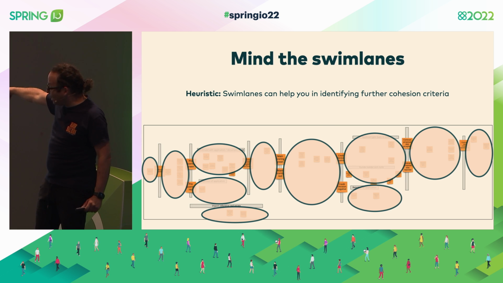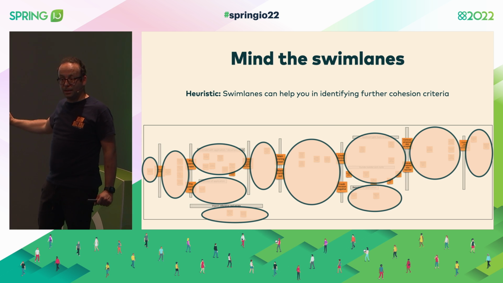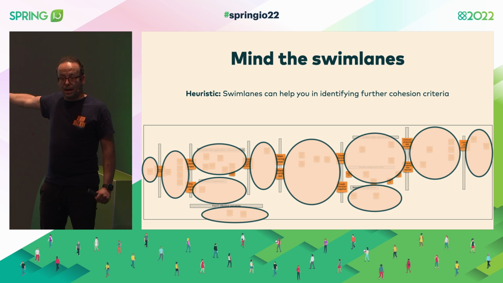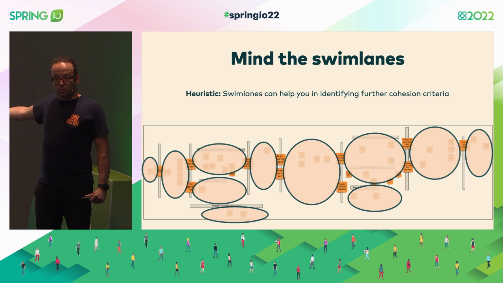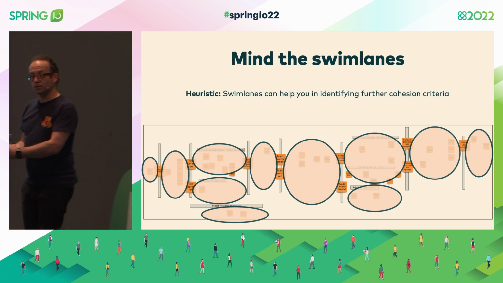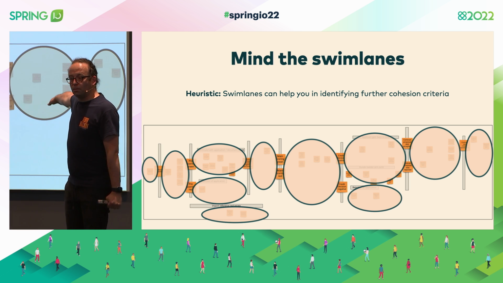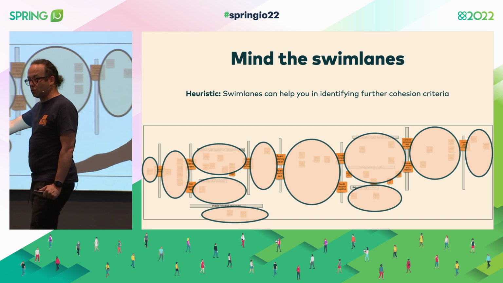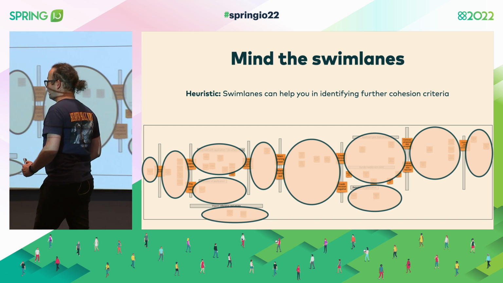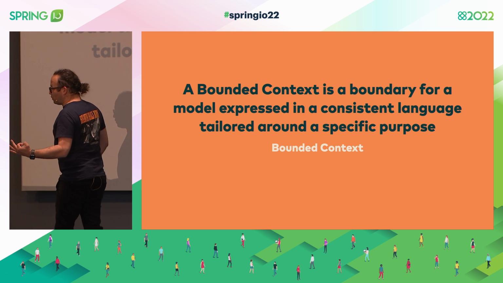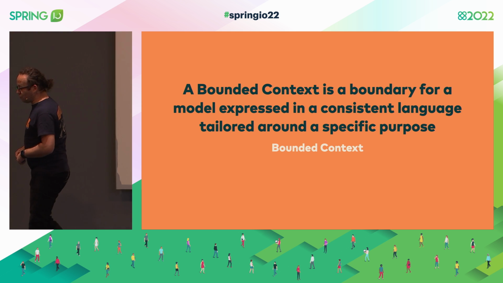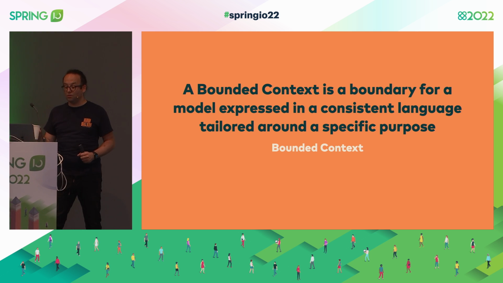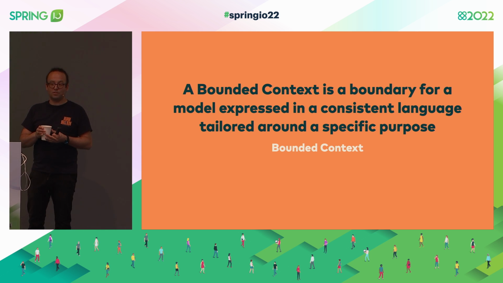Yeah, and then after we've done that, we check out the swim lanes. We start thinking, hey, maybe those are good candidates for boundaries. So we move towards them. Yeah? Those are not the perfect boundaries. That's a starting point for further discussions, for further refinements. And then we move to the bounded context. By definition, the bounded context is the boundary for a domain model expressed in a consistent language tailored around a specific need.